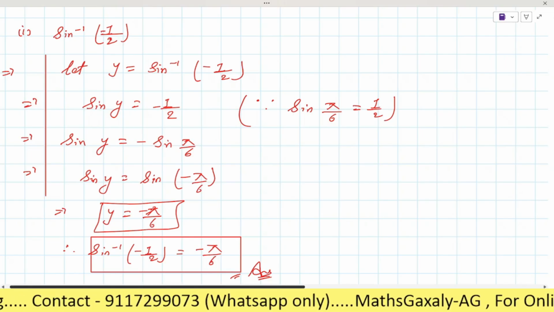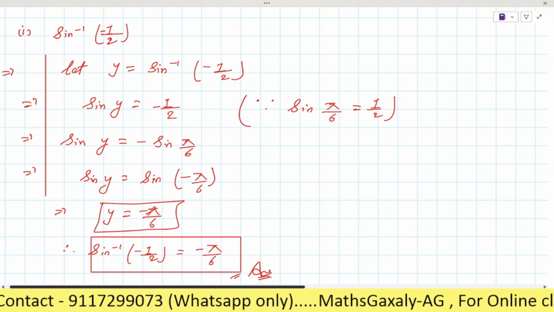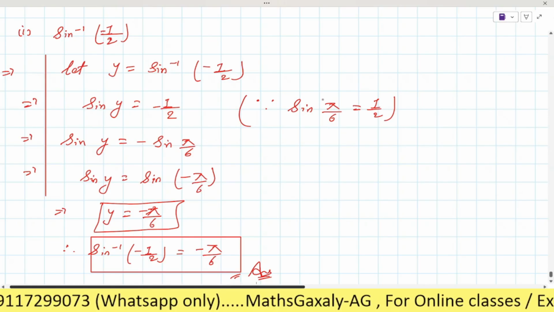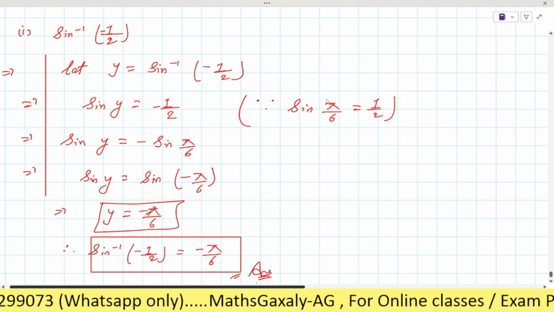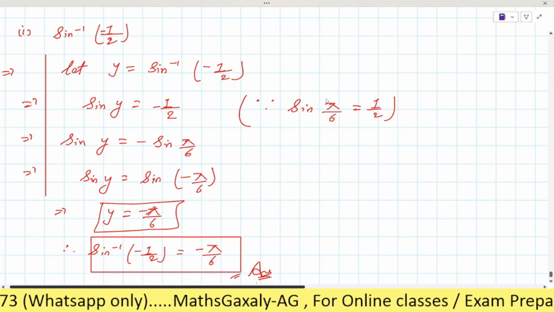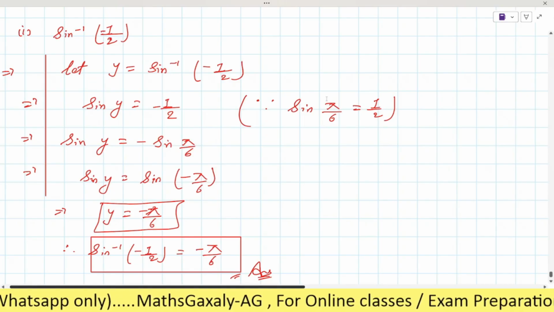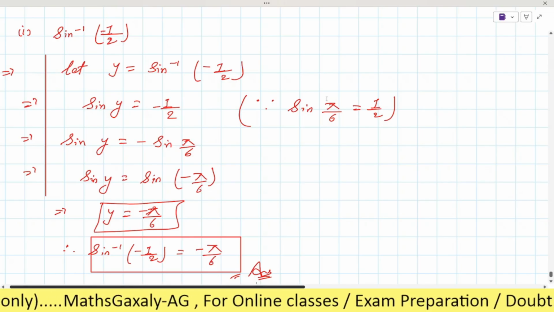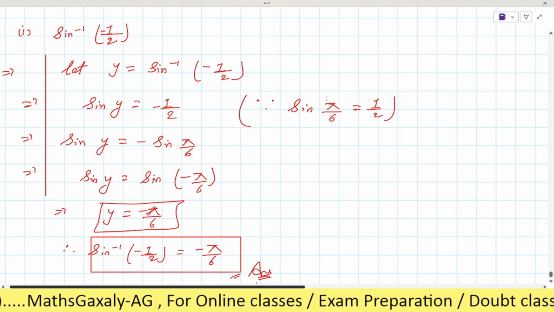Any doubt? So now solve all the questions of this exercise. It's too easy. Here you have to just put the value. Similarly, you can see the second question, cos inverse root 3 by 2, right?